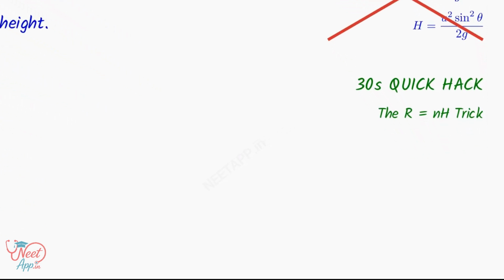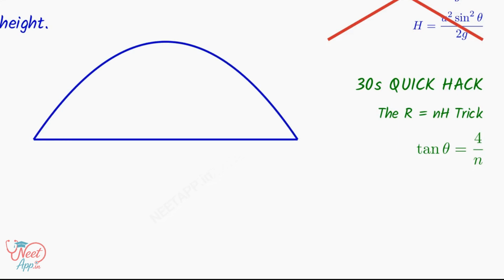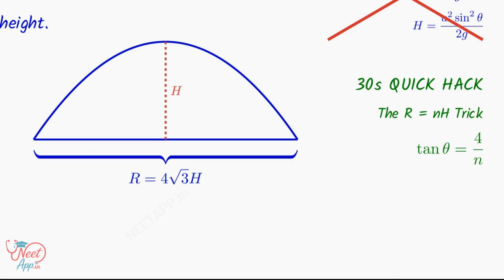Here is the 30-second shortcut, the R equals NH trick. Skip the textbook formulas completely. Whenever the range is related to the maximum height by a multiplier n, simply use this exact shortcut. Tan theta equals 4 divided by n.